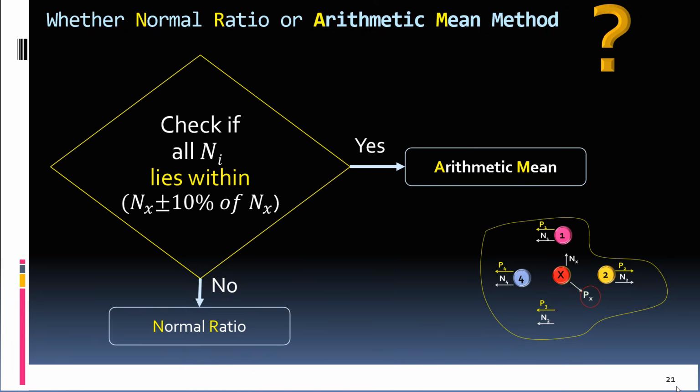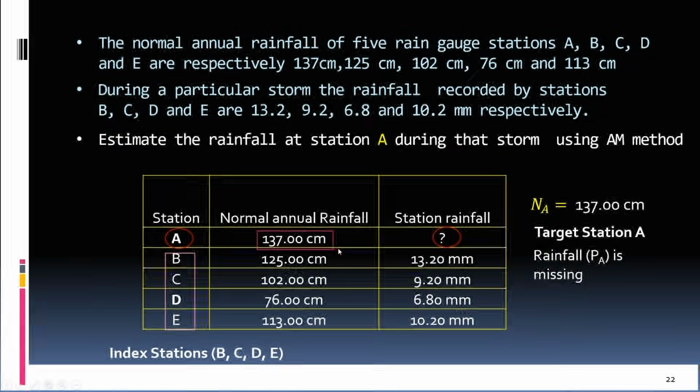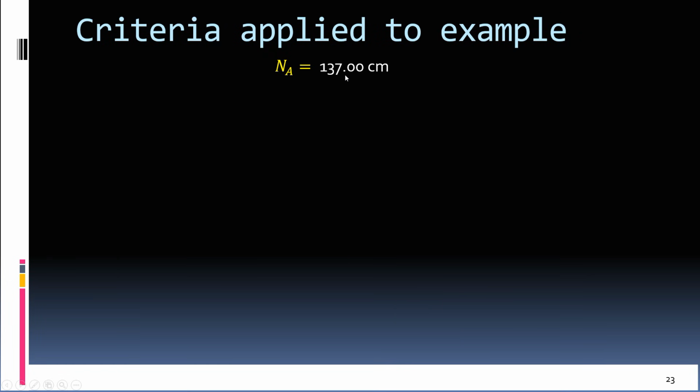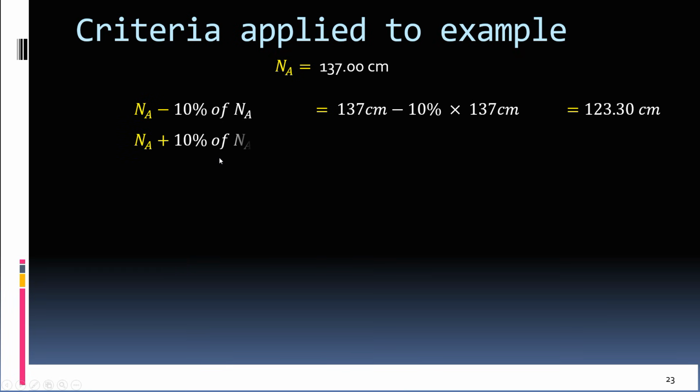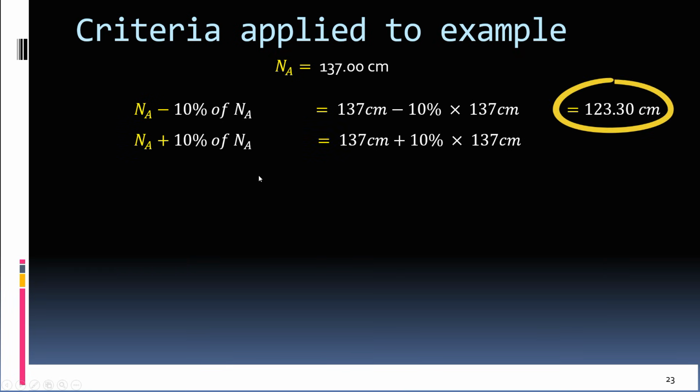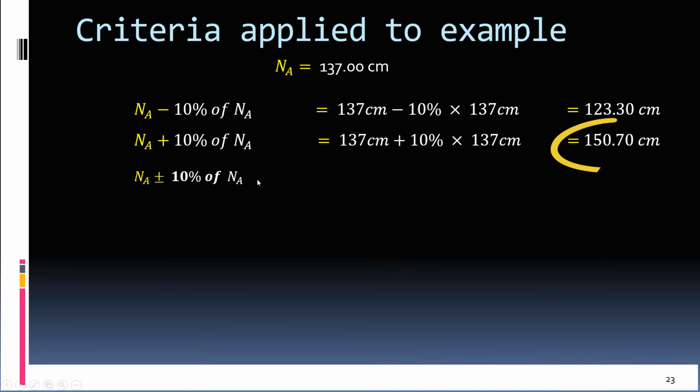We will visualize this in GeoGebra. Let us apply the criteria to the example which we have discussed earlier. Here NA equals 137 centimeters. We can find NA plus minus 10% of NA, which will give us a range from 123.3 centimeters to 150.7 centimeters.